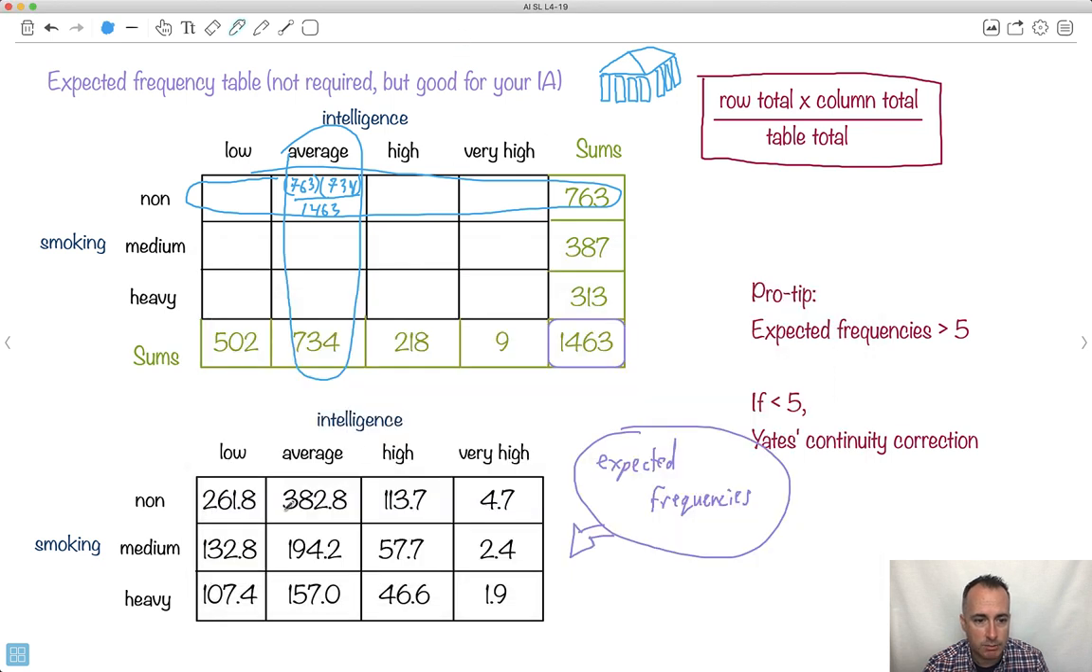382.8. What did I say it is? 382.8. Do you notice that's how I get that number? And just in case you want to see how to do it, maybe I'll do a different one. Maybe I'll do this one right here just to show you.